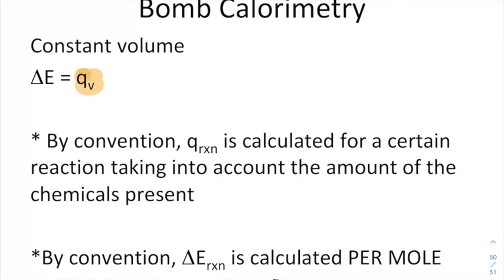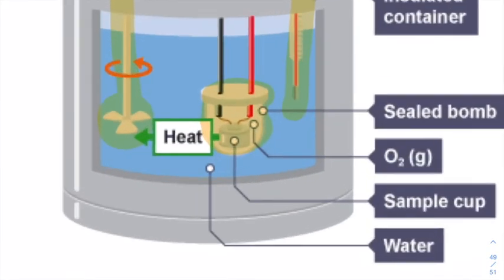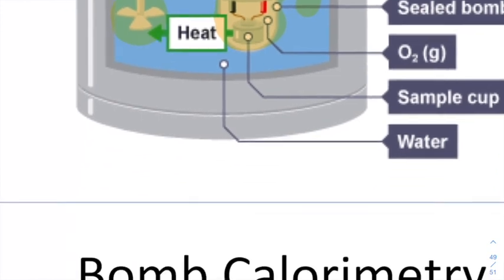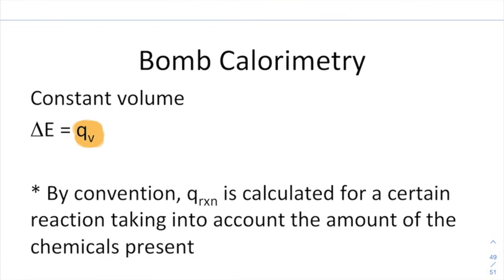All right, so here this is heat at constant volume. And we assume this bomb does have constant volume. Nothing is really increasing or decreasing in volume. And so we say it's equal to delta E. And by convention, whenever we do bomb calorimetry, we like to talk about delta E instead of Q. So they are the same so long as our container has constant volume.